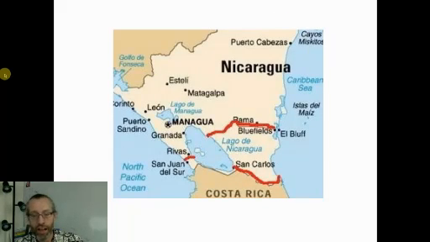The original idea was to put it through Nicaragua. And so here you can see these red lines. There's a giant lake in Nicaragua that was going to make it not as long as it seems. It seemed like an easier plan, an easier project.